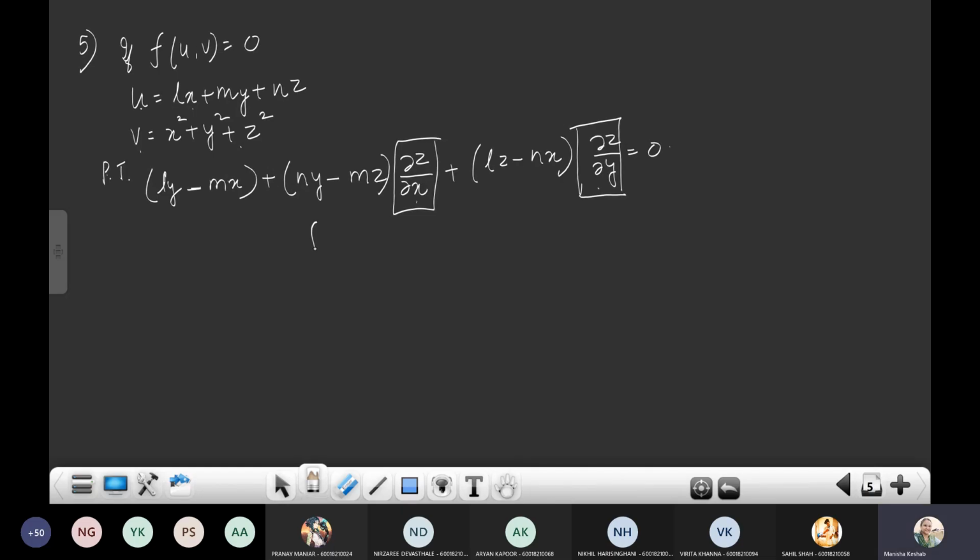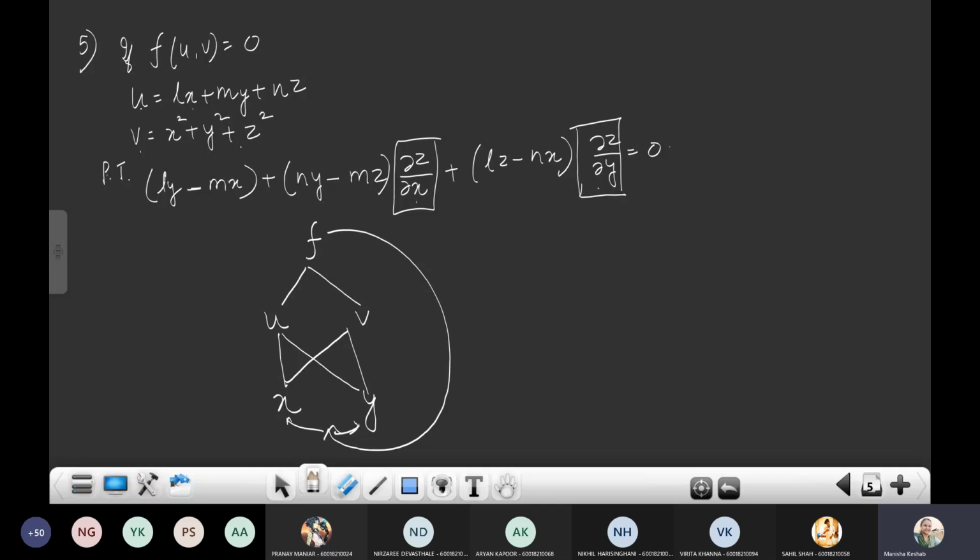First of all, f is a function of u and v. That's for sure. And then u and v are functions of x, y, and z. But again, z is a function of x and y. So ultimately u and v are also functions of x and y. That means finally f is a composite function of only x and y, not x, y, z. And that we have understood from the given question.